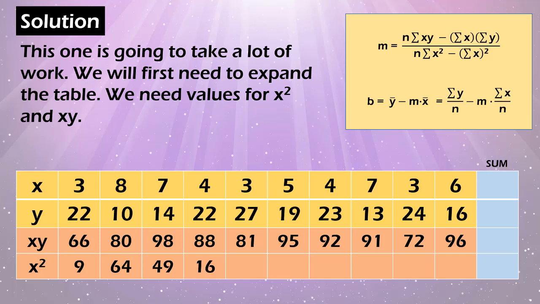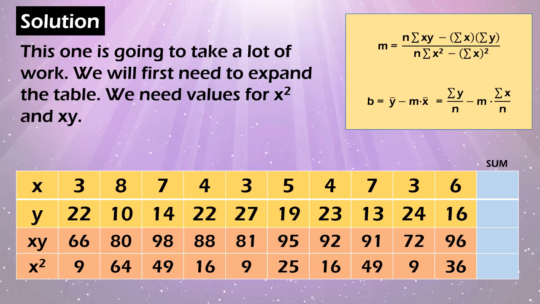When x is 3, the square is 9. When x is 5, the square is 25. When x is 4, the square is 16. When x is 7, the square is 49. When x is 3, the square is 9. And when x is 6, the square is 36.